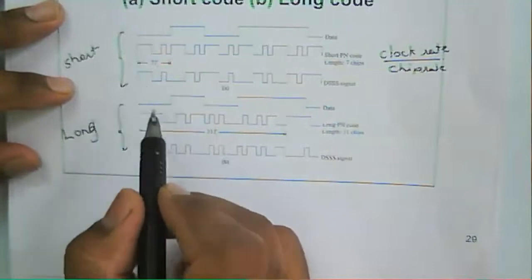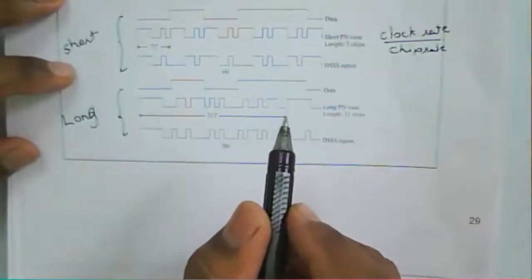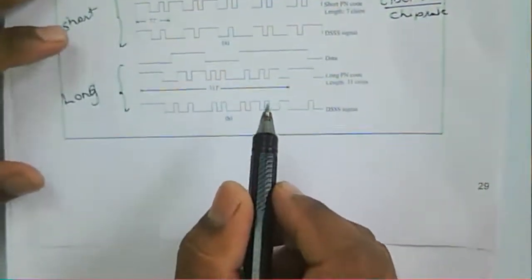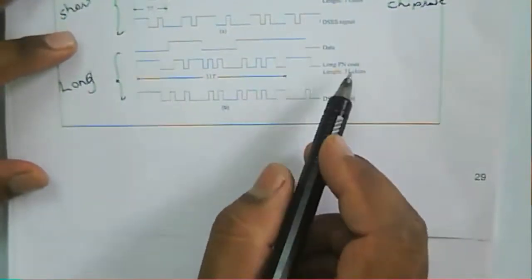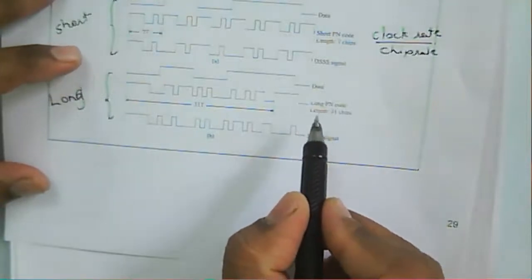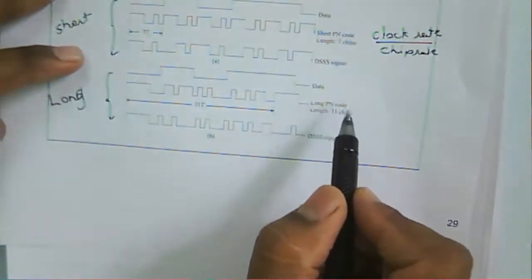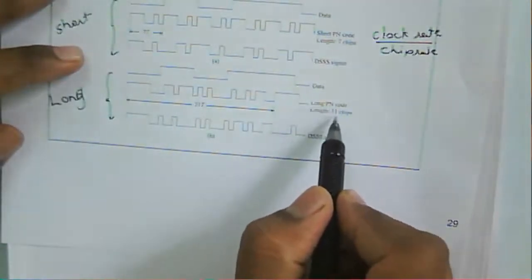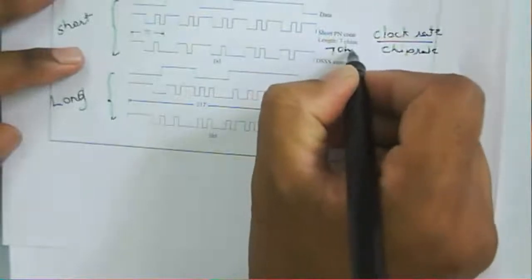Similarly, if you consider long codes, they are generally codes whose length spans several data bits. For the long PN code, the length is several data bits long. So the long PN code length here is 31 chips, while the short code here is 7 chips.